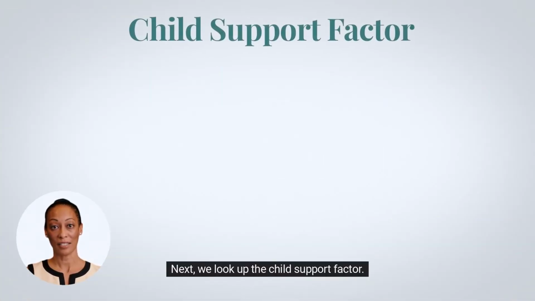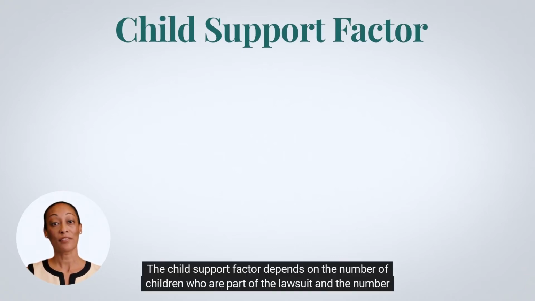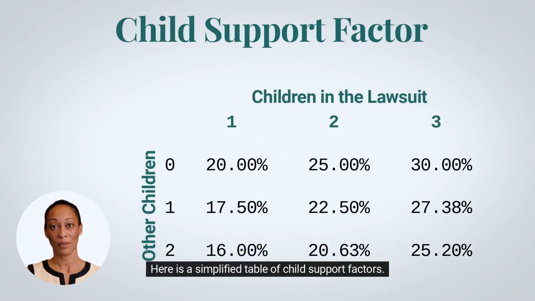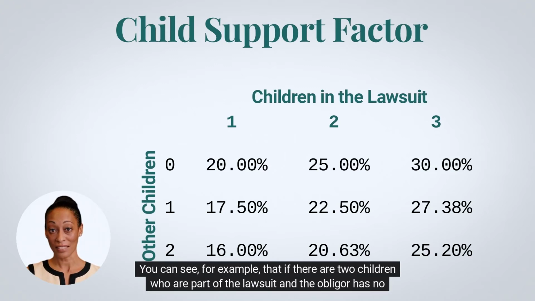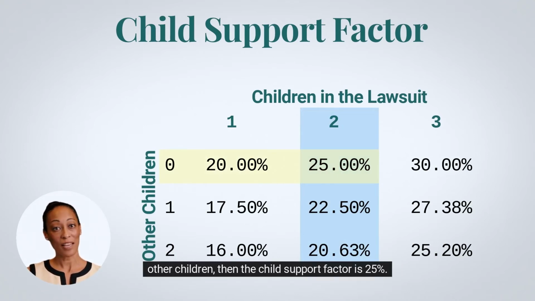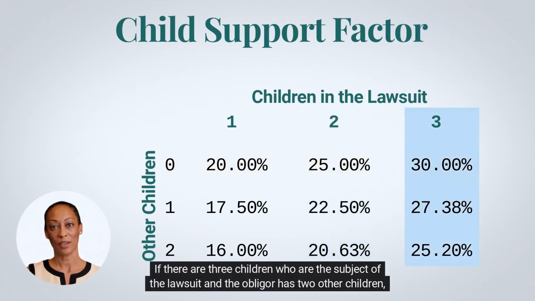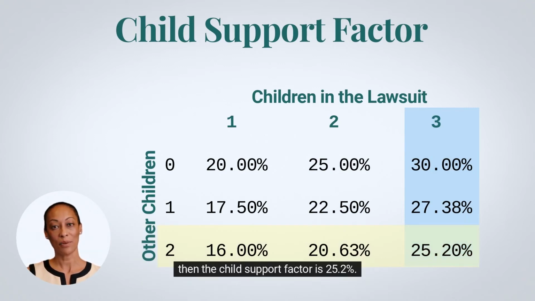Next, we look up the child support factor. The child support factor depends on the number of children who are part of the lawsuit and the number of other children for whom the obligor has a legal duty of support. Here is a simplified table of child support factors. You can see, for example, that if there are two children who are part of the lawsuit and the obligor has no other children, then the child support factor is 25%. If there are 3 children who are the subject of the lawsuit and the obligor has 2 other children, then the child support factor is 25.2%.